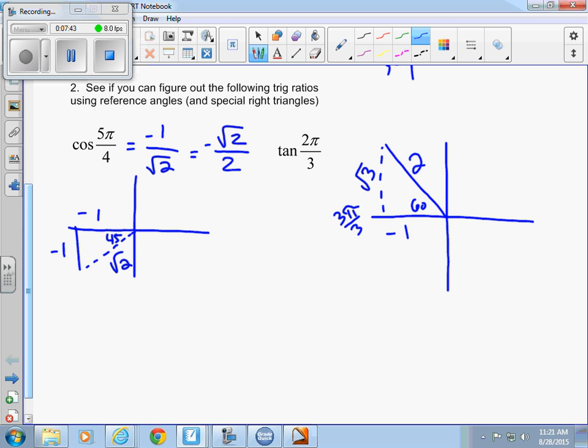Alright, and so I want the tangent, which is opposite over adjacent. So radical 3 over negative 1, or negative radical 3. So without a calculator, we just found the tangent of 2 pi over 3.